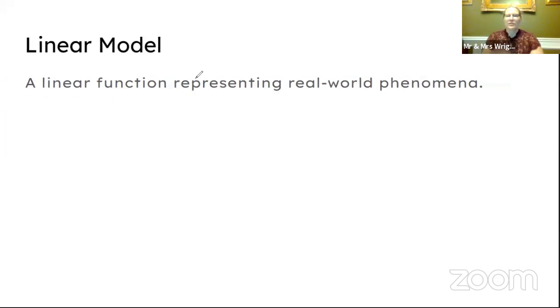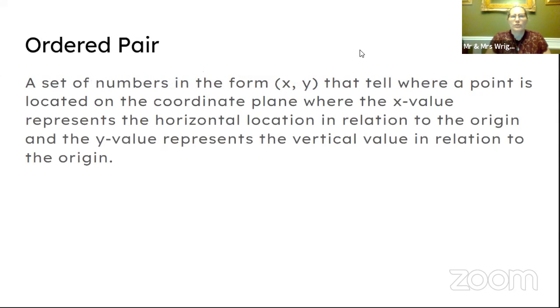So linear functions represent real-world phenomena. That's a linear model. Again, it goes back to the cell phone comparison equations that we had in the last unit that we looked at. Ordered pair. An ordered pair is right here. It's going to be in parentheses. It's going to be on a coordinate plane.